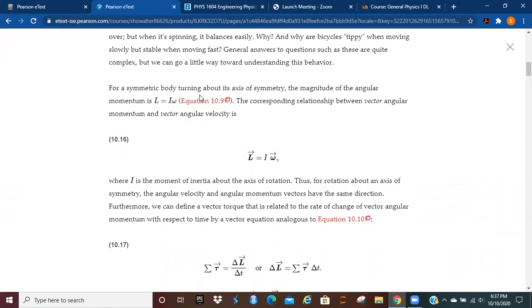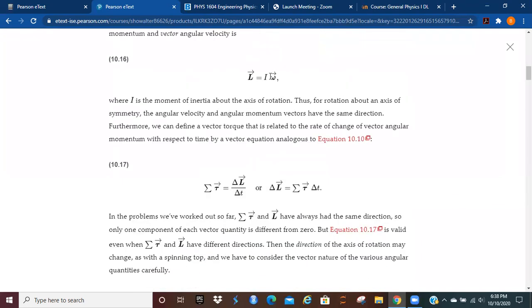So for a symmetric body turning around its axis of symmetry, the magnitude of the angular momentum is going to be the moment of inertia times the angular velocity. The corresponding relationship between vector angular momentum and vector angular velocity is given by this. Basically, we're going to take vector notation and slap it on the angular momentum as well as the angular velocity. The moment of inertia is something that deals with mass, so that does not have a vector rotation.